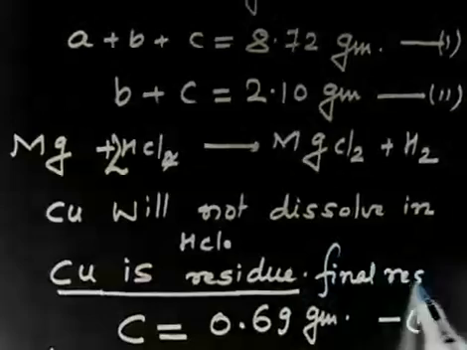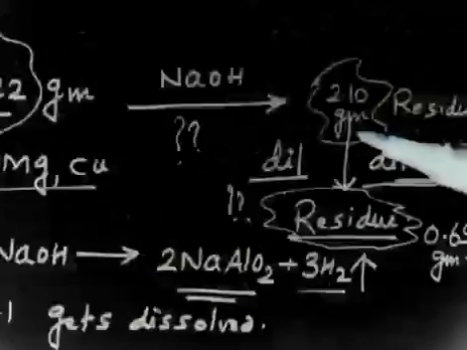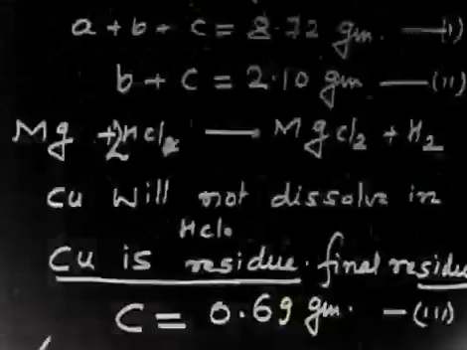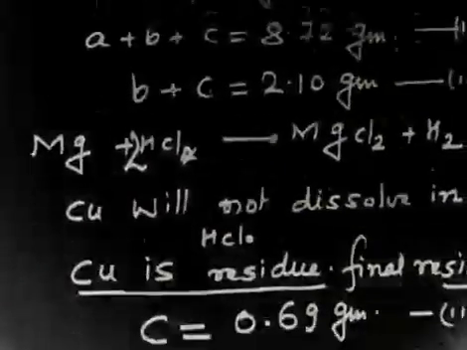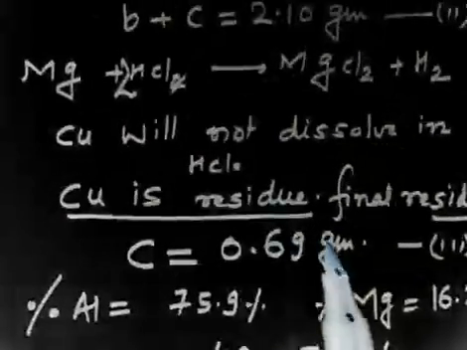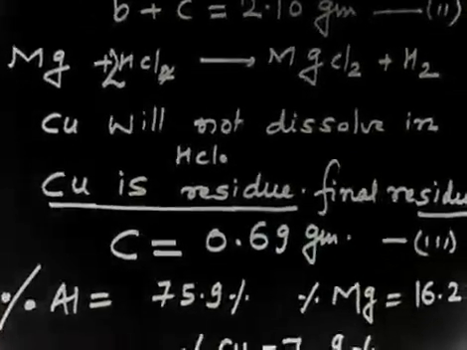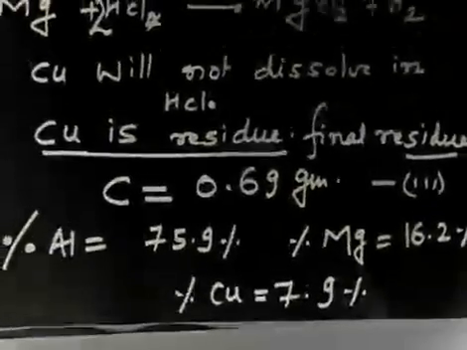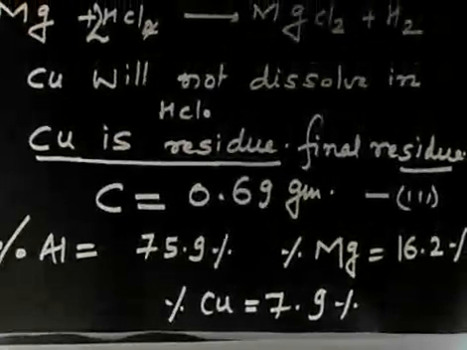What is the weight of the final residue? Here you have 0.69 gram. The final residue is the weight of copper, which I have called C gram, so C = 0.69 gram. Now you have three equations you can solve, and if you solve them, you will find aluminium 25.9%, magnesium 16.2%, and copper 7.9%. Find yourself whether you get the same answer or not. I am waiting for your answer.